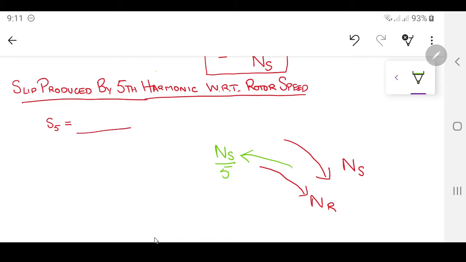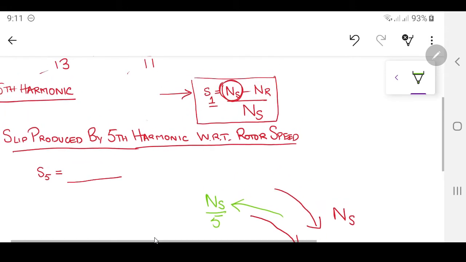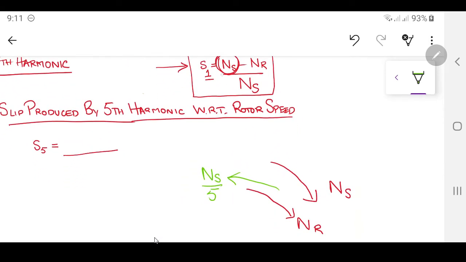Now when I want to find out S5 over here, I have to subtract, like what we did over here. If you see the slip formula, we subtracted Ns minus Nr. So here this time, what is Ns over here? This is Ns by 5, but this is flowing in the opposite direction. So now I have to make them both in the same direction, then I can subtract them.